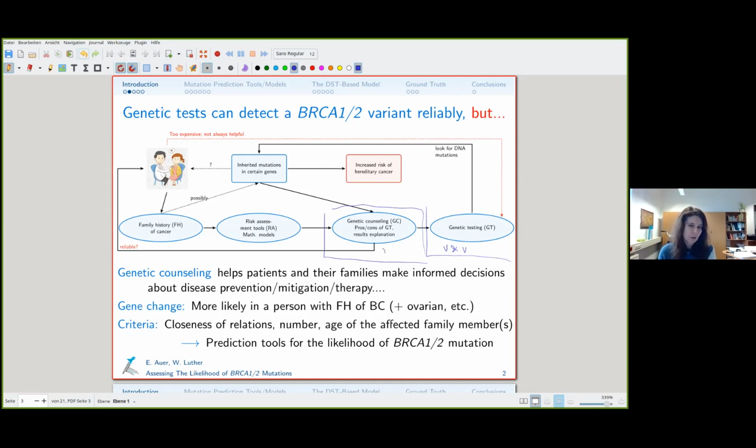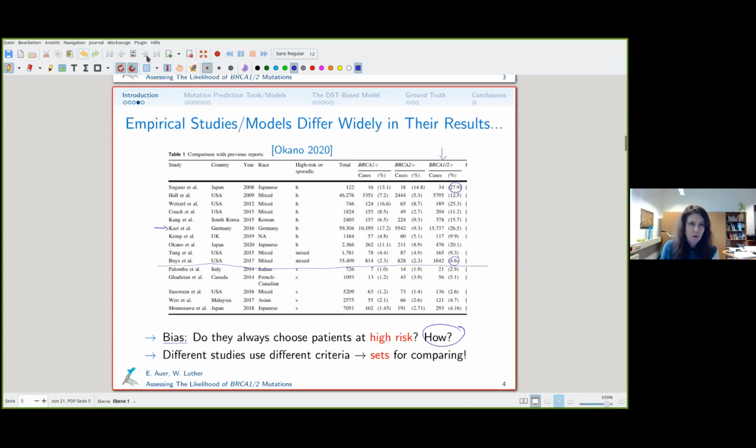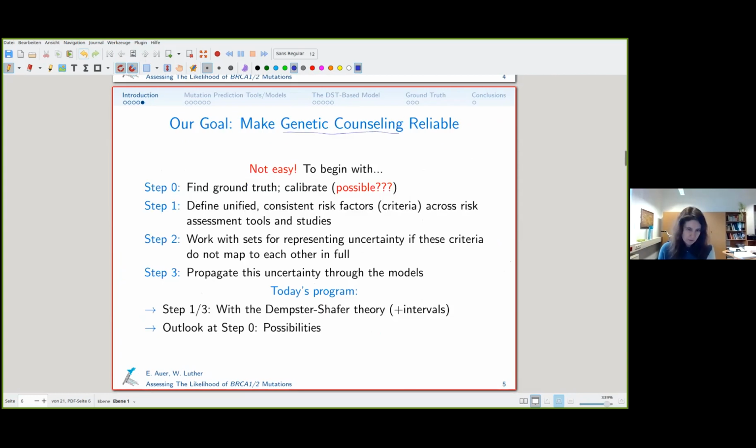And here we don't know how reliable those results are, and we need to know this because we need to have reliable results because they influence patients' decisions directly. So we can imagine that it's not easy to do this, to make this process reliable.